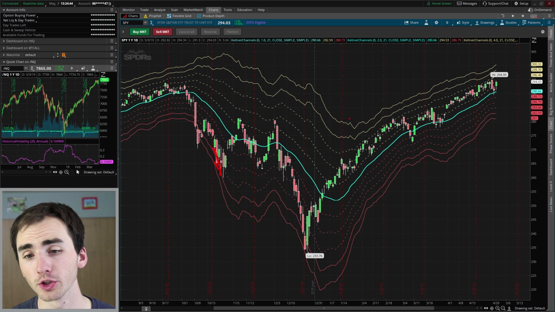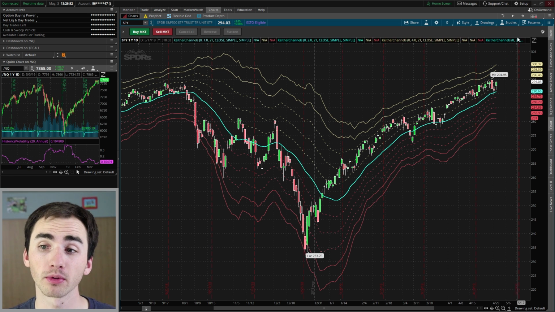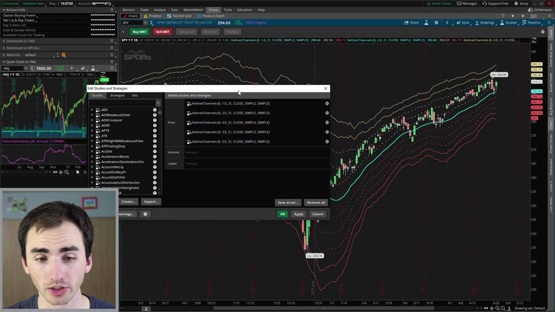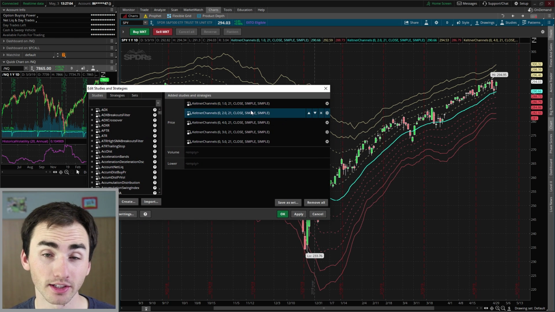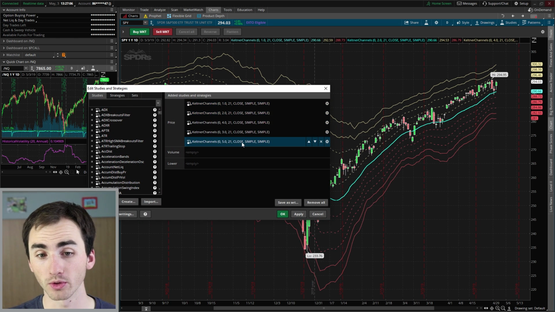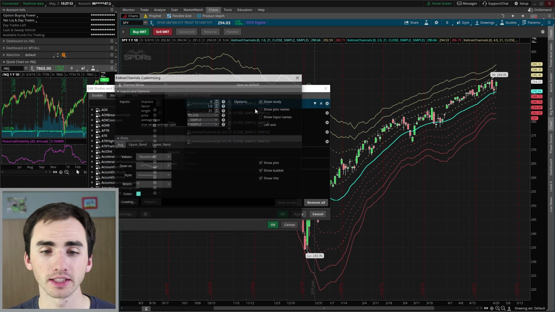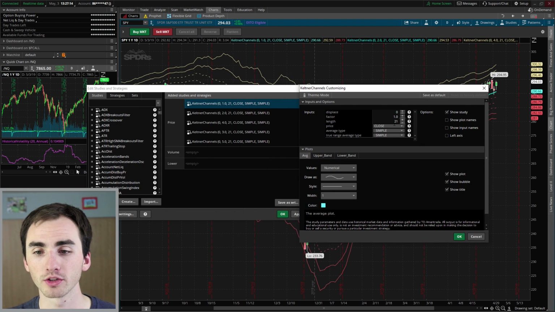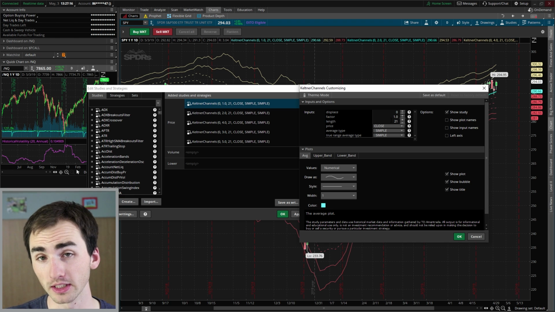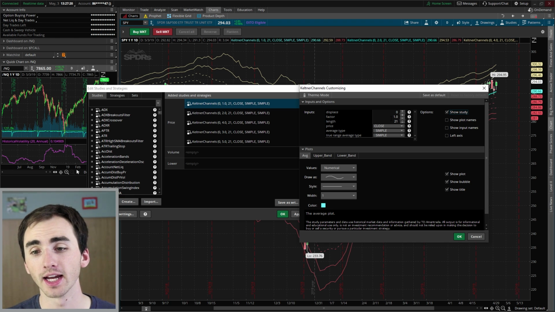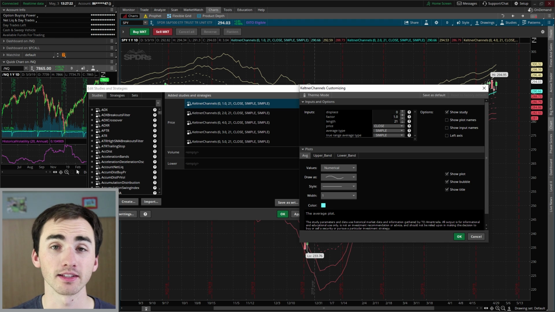Now, to quickly show you how to set this indicator up like I have it, here is the study. And so you have to add the study 4 times or 5 times for however many channels you want. And then all you want to change is the length here of your EMA or SMA to whatever you want to use. And then the factor here, that is the ATR.